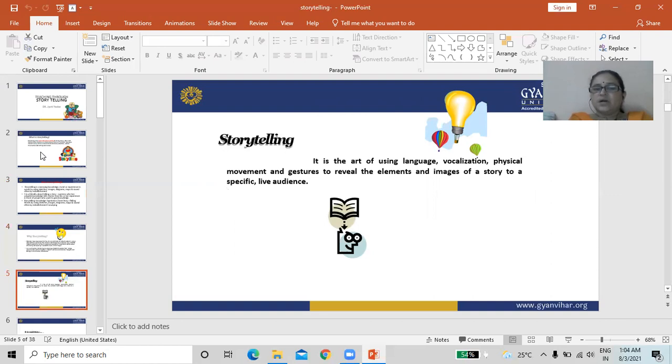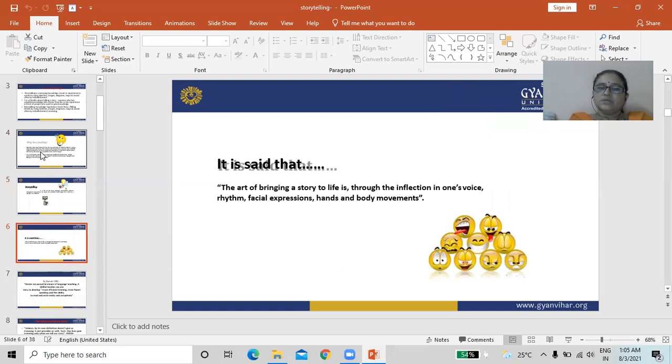Storytelling is the art of using language, vocalization, physical movement, and gesture to reveal the elements and images of a story to a specific live audience. It is said that the art of bringing a story to life is through the inflection in one's voice, rhythm, facial expression, hands, and body movements.